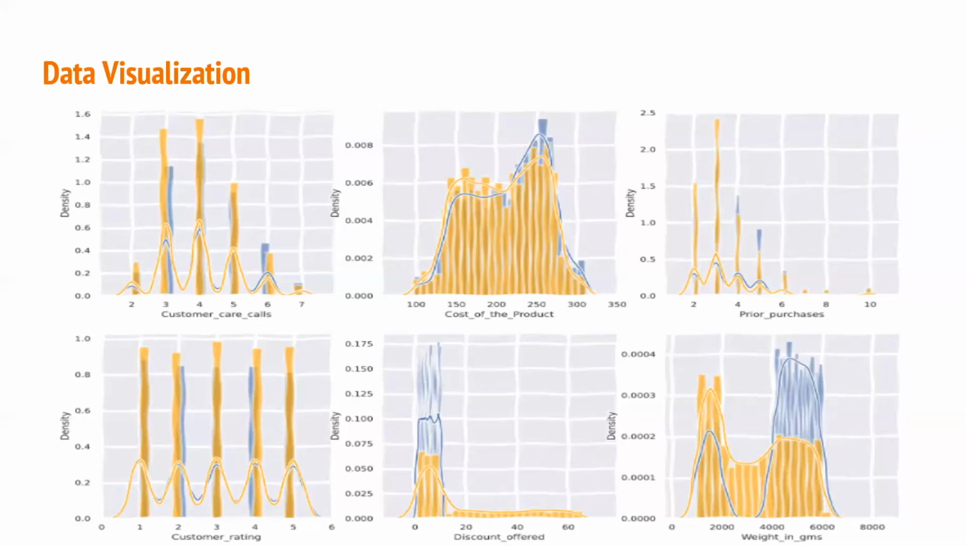The significant overlap between groups for the cost of product, care calls, prior purchases, and customer rating is further evidence to suggest that these variables will not have much impact on whether the goods are delivered on time. And their impact on our simulation forecast is not large.